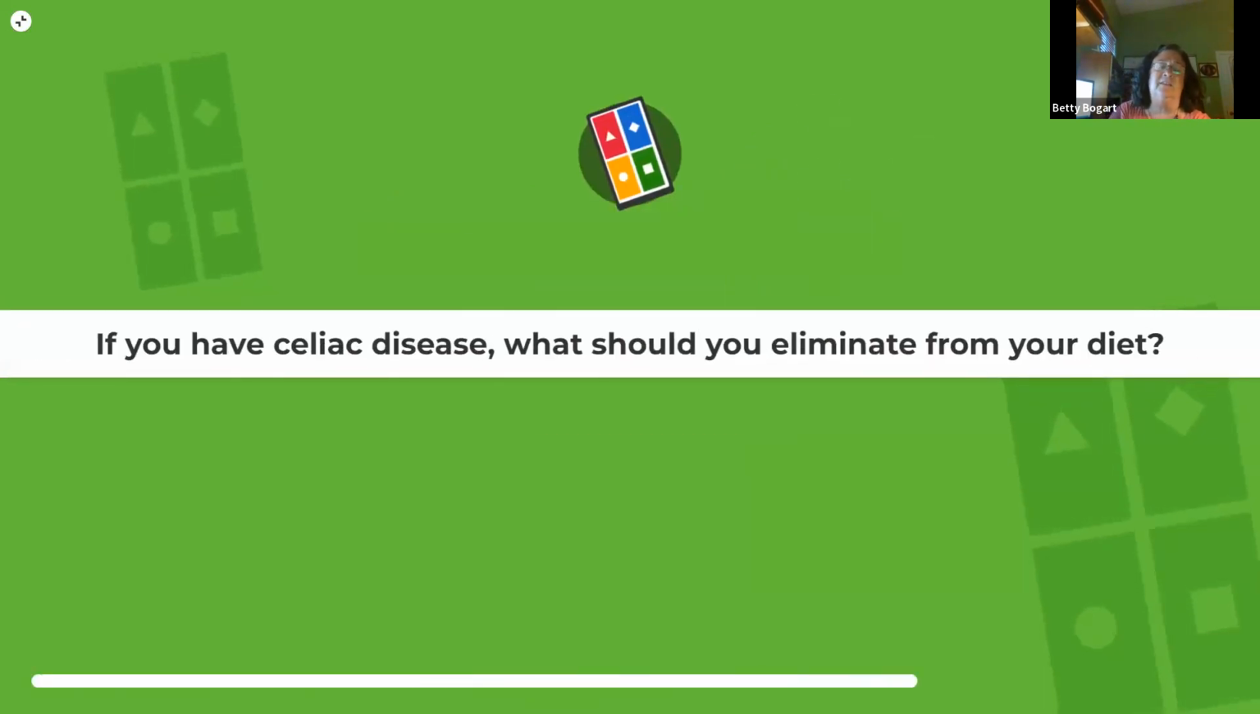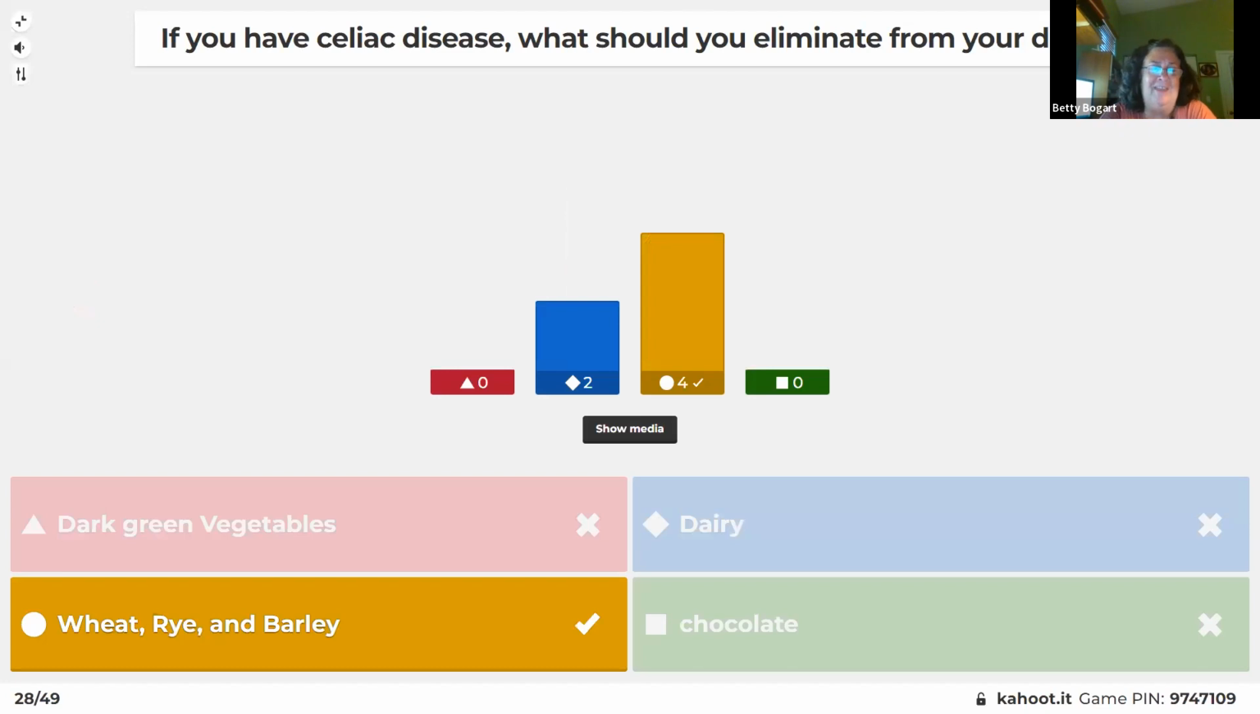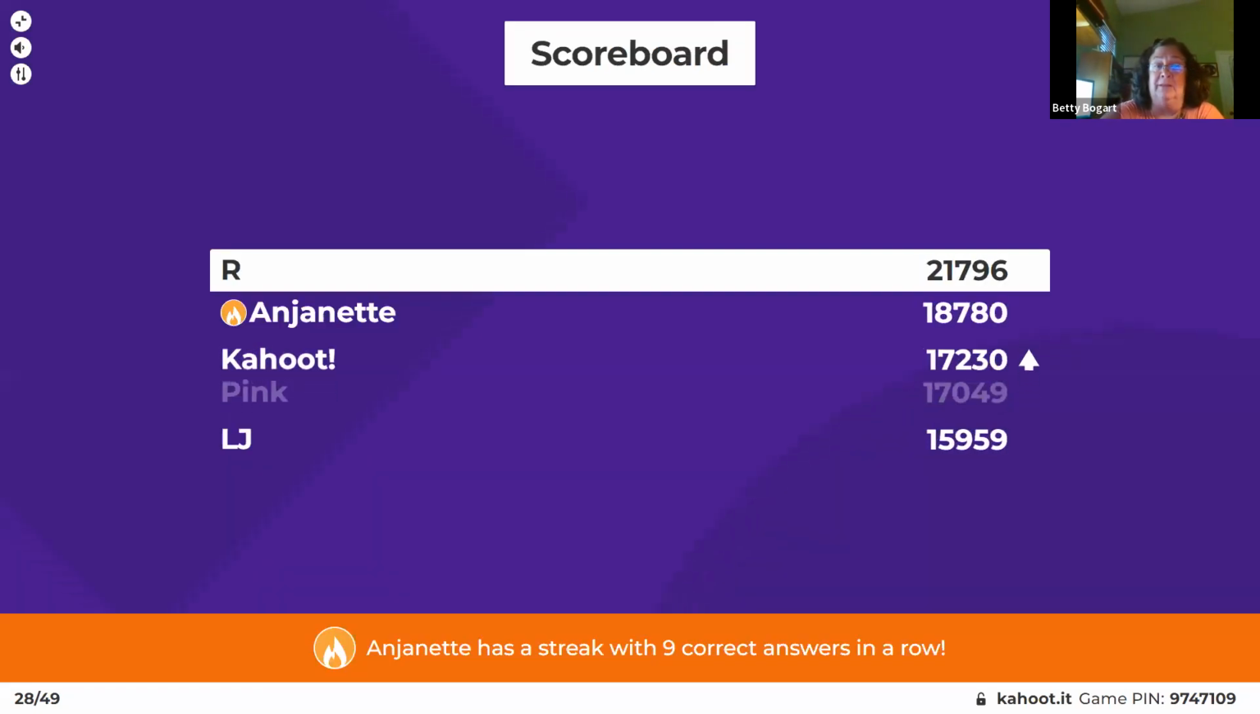If you have celiac disease, what should you eliminate from your diet? Macaroni and cheese. My grandson would have a problem with that. And that's wheat, rye, and barley. They can eat dairy. They can eat ice cream, all they want, but they can't have wheat, rye, and barley.